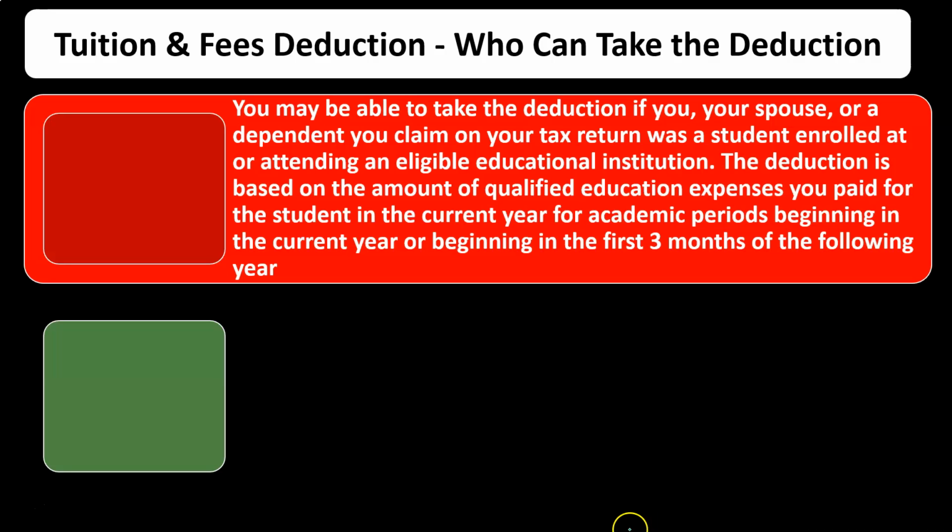Then we have the tuition and fees deduction. Who can take the deduction? And again, oftentimes, even if you have tuition and fees, you might not be taking the deduction due to the fact that you're first going to try to get the most benefit by taking the credit. So there are 2 credits that will typically be related to higher education for tuition and fees that you'll probably go for first because they're usually more beneficial.